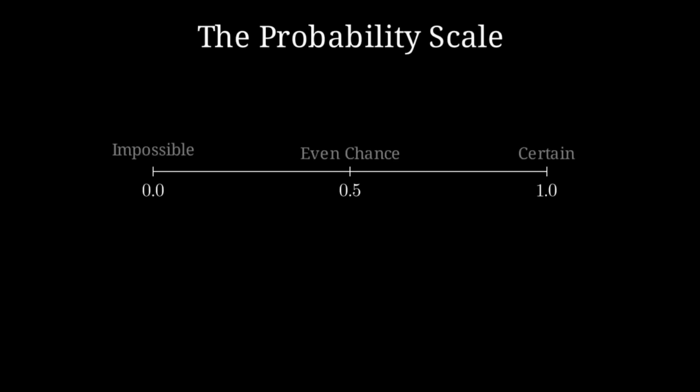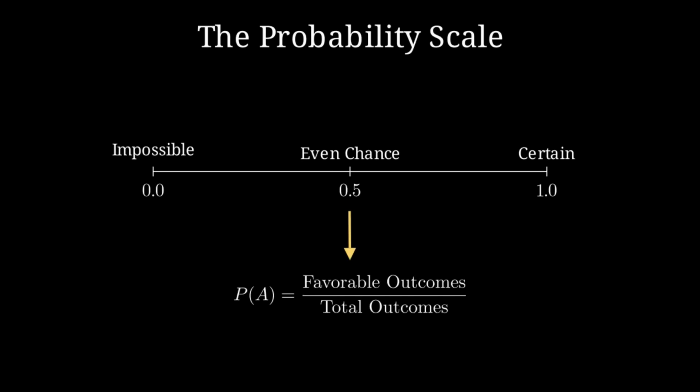Every probability falls between 0 and 1. To find the probability of an event, we divide the number of favorable outcomes by the total number of possible outcomes. Keeping this fundamental ratio in mind is your first step toward accuracy.